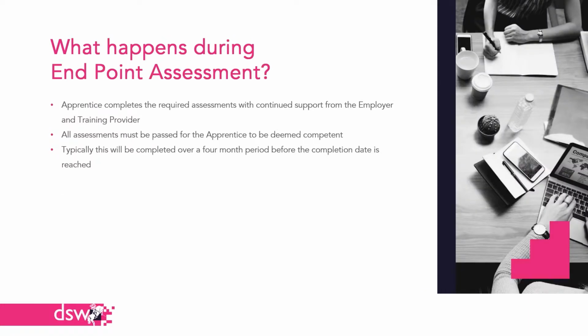What happens during endpoint assessment? The apprentice completes the assessments detailed in the assessment plan. There is still an expectation that the apprenticeship training provider will support the apprentice through the endpoint assessment period. This is to ensure they're familiar with what's to come and so mock exams can be completed. In order to pass and be deemed competent, the apprentice must pass all of the assessments. This typically happens over a period of 4 months from the point they're approved for Gateway.